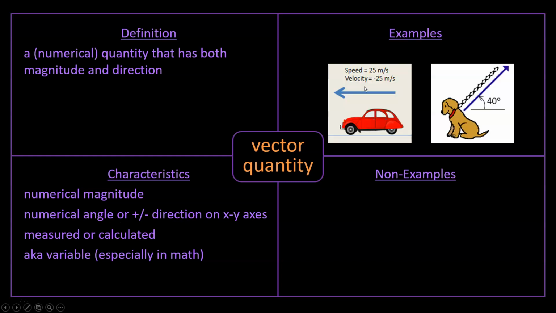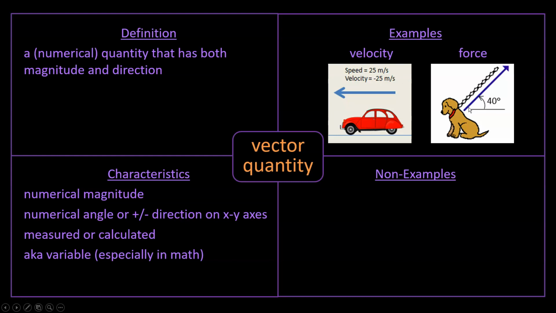Some examples: we have velocity and force. Here, the velocity is negative 25 meters per second. The negative sign means that it's moving to the left, and the 25 is the magnitude. So I just want to make a comment here that's true in physics. When you see plus and minus signs, they have nothing to do with the value or magnitude. They have everything to do with the direction.